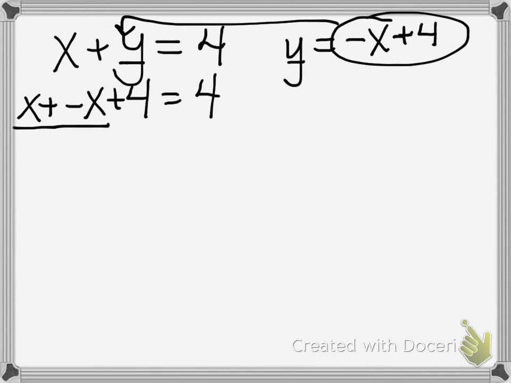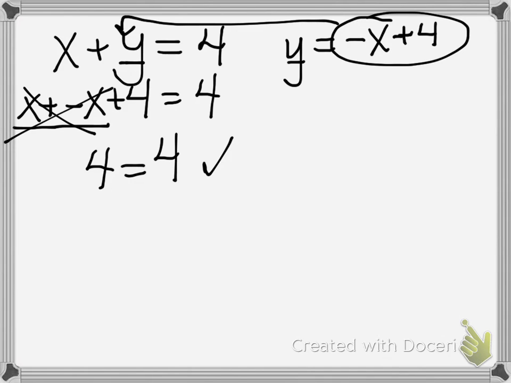Okay, so now I can combine like terms. x plus a negative x, that is 0. So that's gone. They cancel each other out. An x and a negative x, this is all gone. So I have a positive 4 equals 4. Well, we know that's true. 4 is always equal to 4.